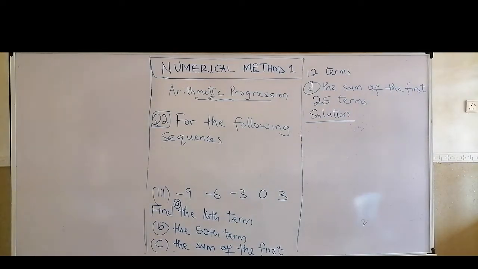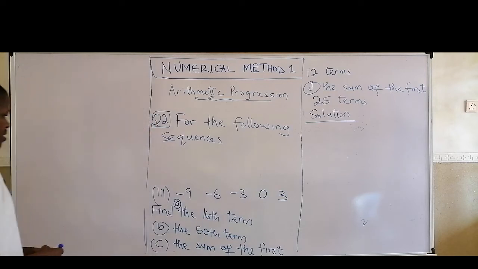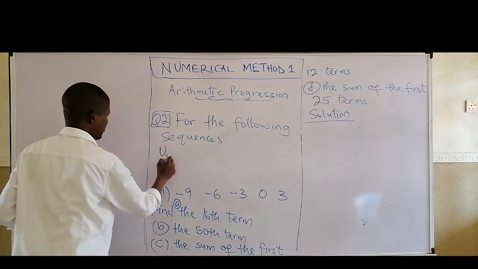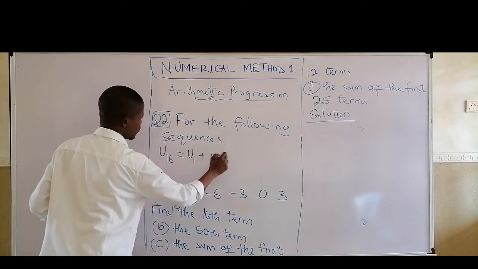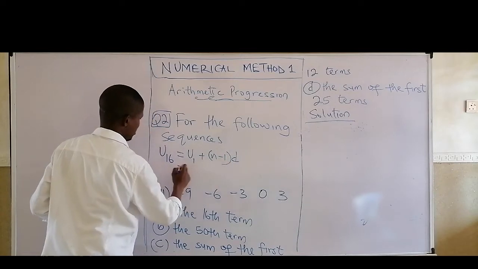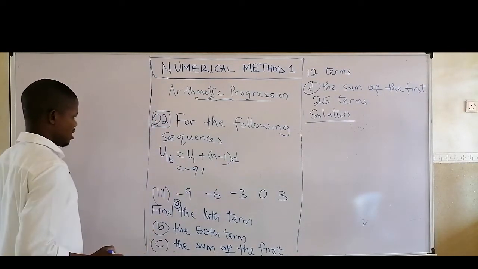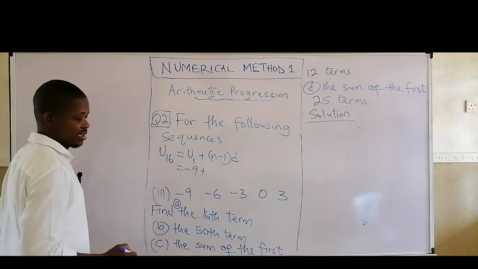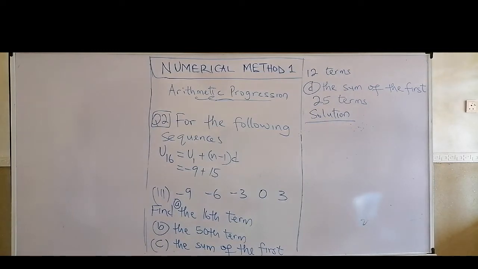So for the third one, we have this: minus 9, minus 6, minus 3, and that. So find the 16th term. So that will be equal to u16 equal to u1 plus n minus 1 into bracket d. And my u1 in this case is minus 9, and then plus my n is 16. 16 minus 1, that's 15.